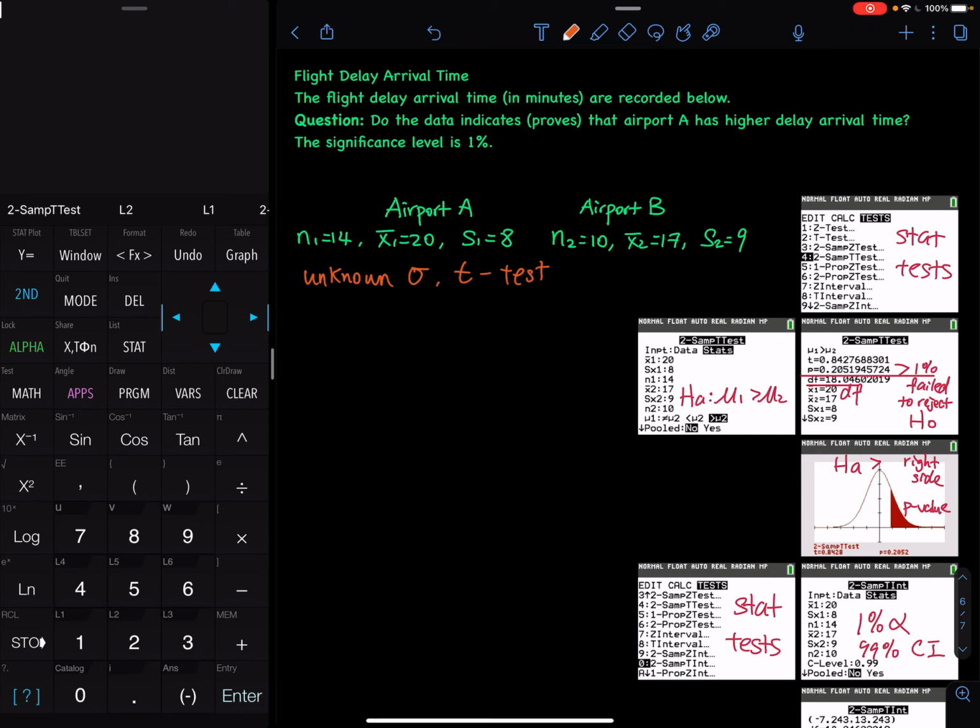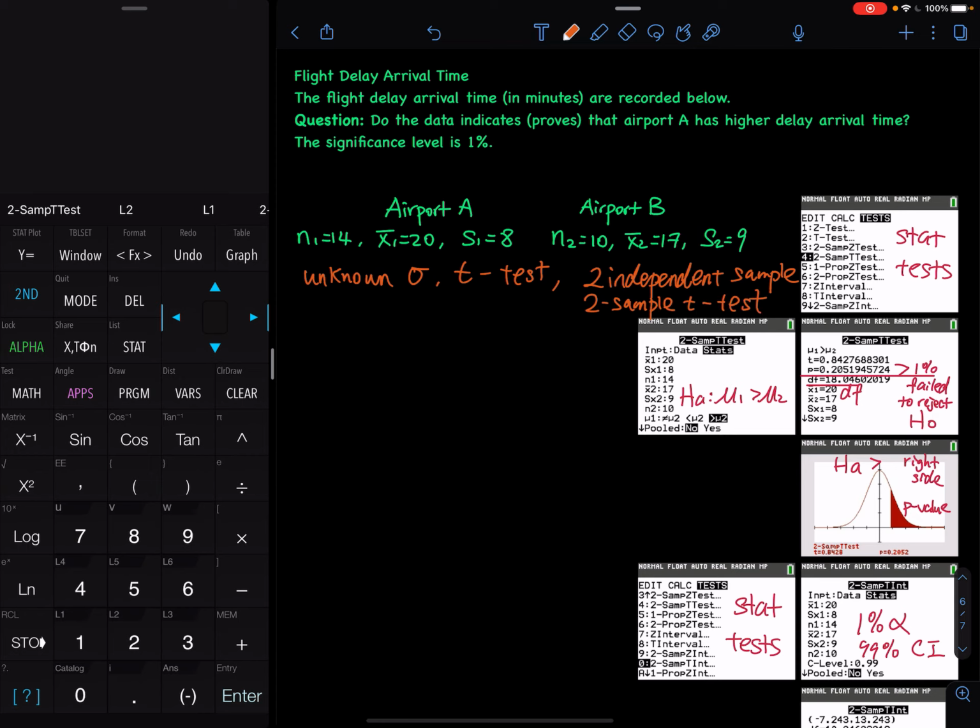Okay, but how about a two sample t-test? How come this is not a matched pair test? The reason is we have two independent samples. So therefore, this is a two sample t-test.